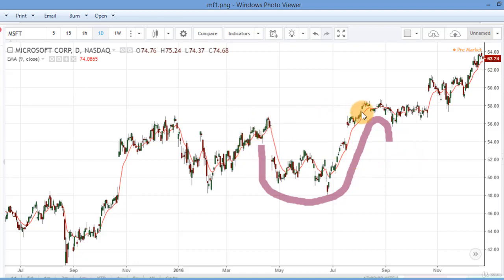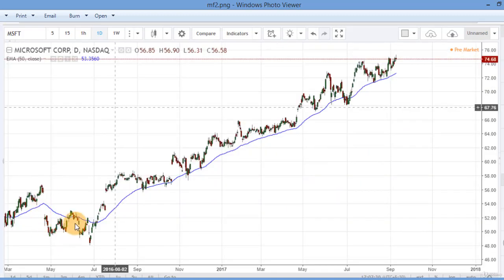You can see this is the handle of the cup, and after breaking from this point, the stock is moving in an upward direction. This was the cup and handle formation, and then you can see the stock is moving in uptrend.